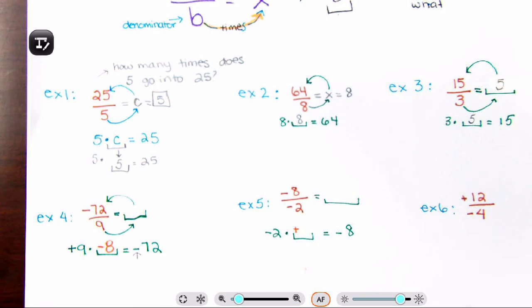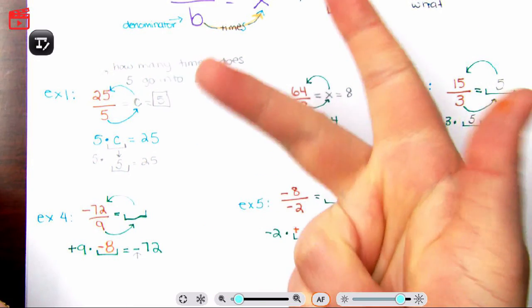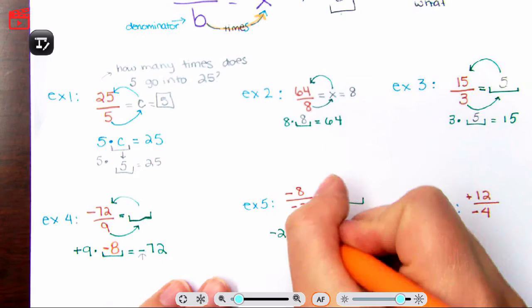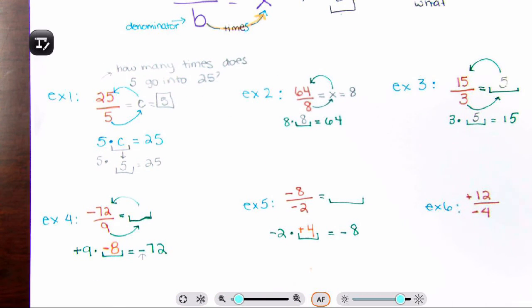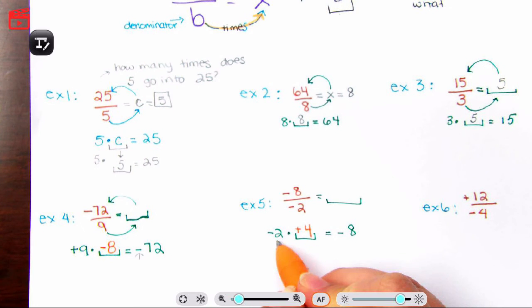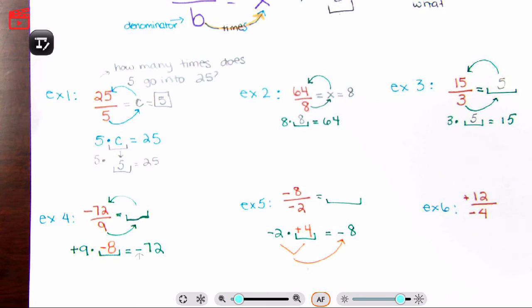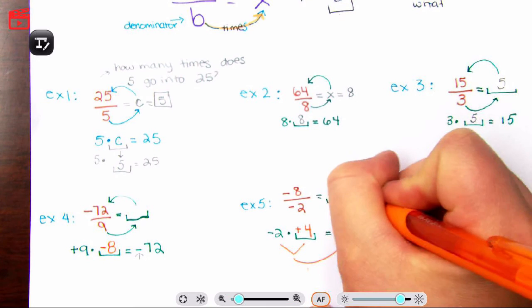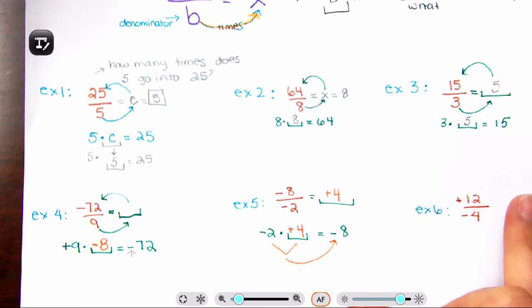So 2 times what is 8? 2, 4, 6, 8. I have 4 fingers up. That means 2 times 4 is 8. But I already said that my 4 has to be positive because 2 is already negative. These two must be different in order for my answer to be negative. So now I have positive 4. Let's do one more example and call it good.